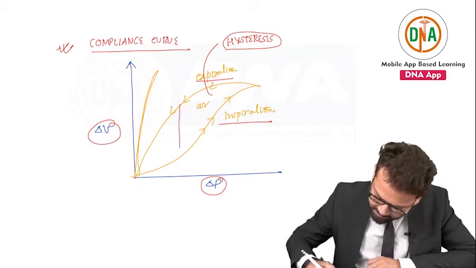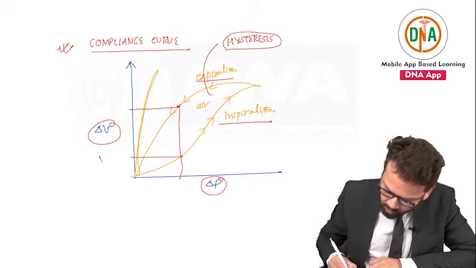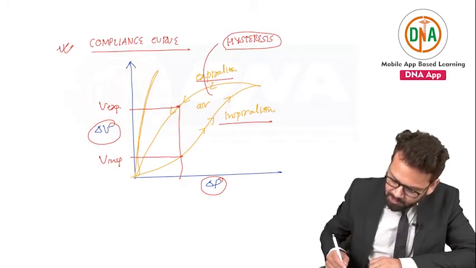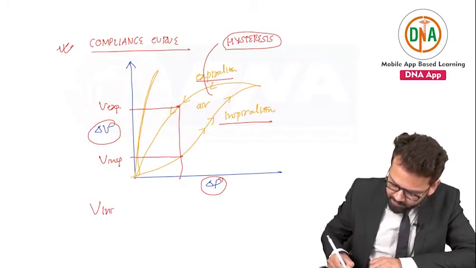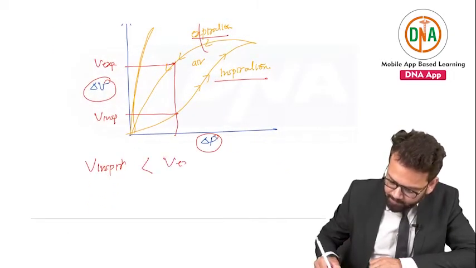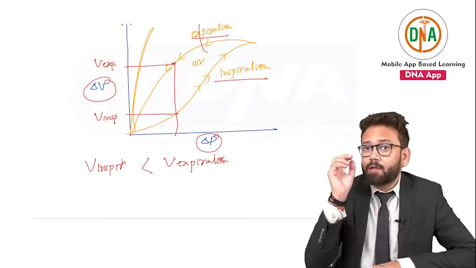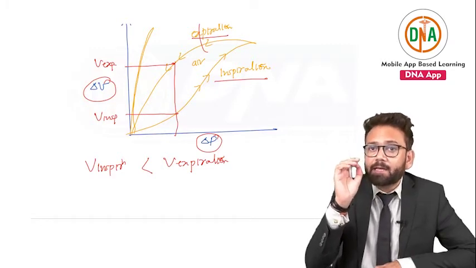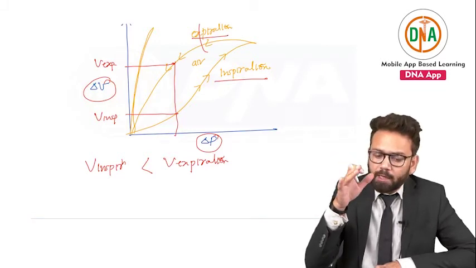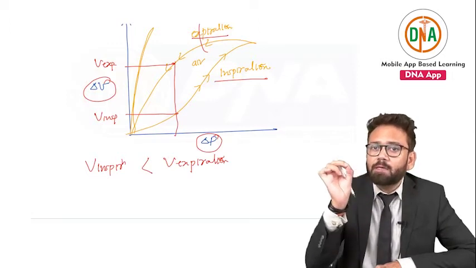Now you can see at the same pressure, volume is different during inspiration and during expiration. This is volume during inspiration, this is volume during expiration. So what does hysteresis mean? Volume during inspiration is less than volume during expiration. It is less when we inspire, and more when we expire. So your lung is behaving differently during inspiration and expiration, and this phenomenon is called hysteresis loop.